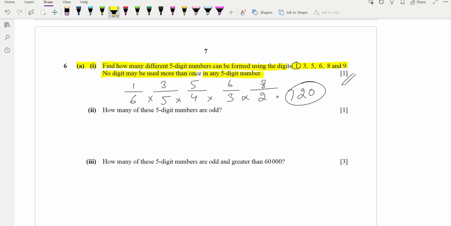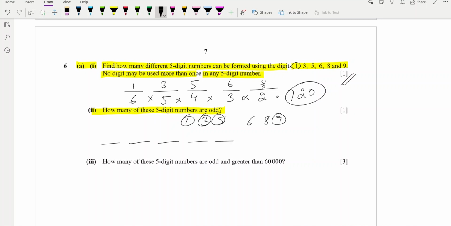1-mark question. Then they're saying how many of these 5-digit numbers are odd. So for odd we can check. Odd numbers are 1, 3 and 5, and also 9, while 6 and 8 are even. So 1, 3, 5 and 9 are odd. So we can take, for example, 5 positions, 1, 2, 3, 4, 5 positions.